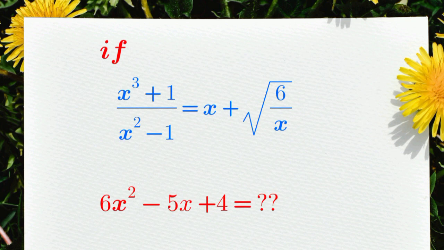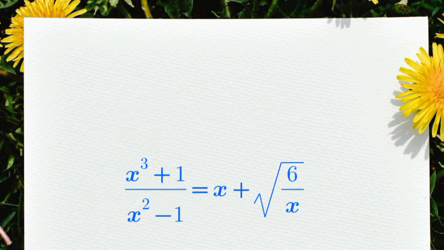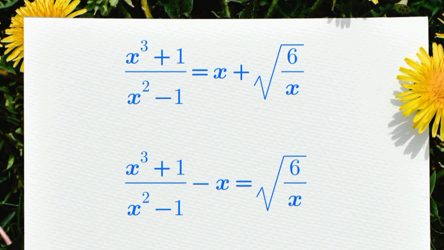First of all, we have our question: (x^3 + 1)/(x^2 - 1) = x + √6/x. The first step we're going to take here is adding negative x to both sides of the equation to get rid of the x on the right hand side. So this is going to give us (x^3 + 1)/(x^2 - 1) - x = √6/x.